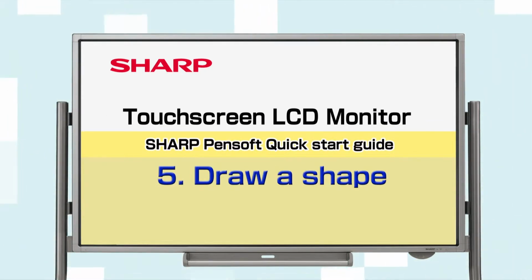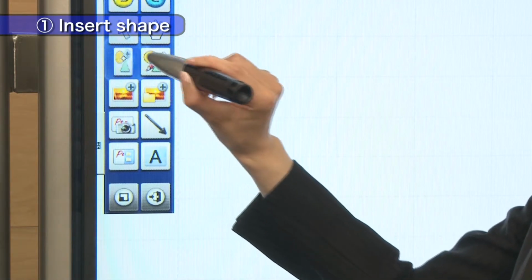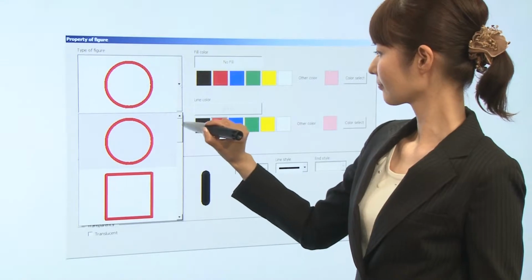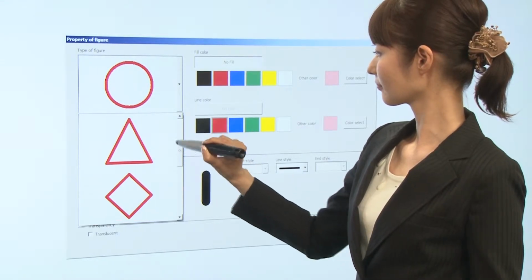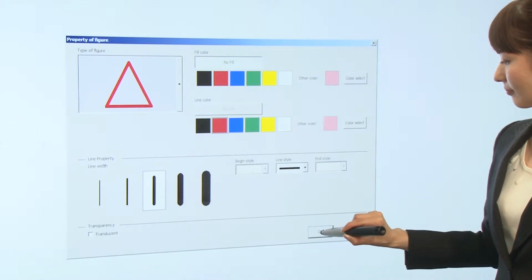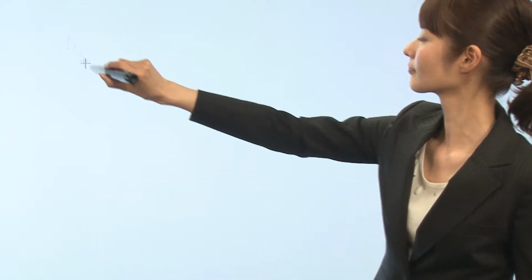You can insert some shapes like circle, square, and images. Let's see how to insert a triangle shape. Select Triangle in Property of Shape. Specify an area to insert a triangle.